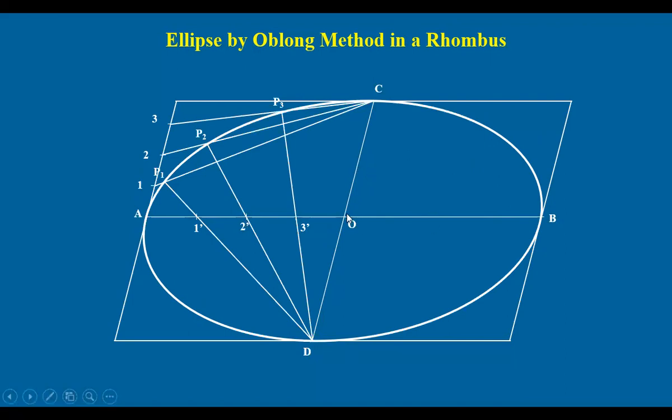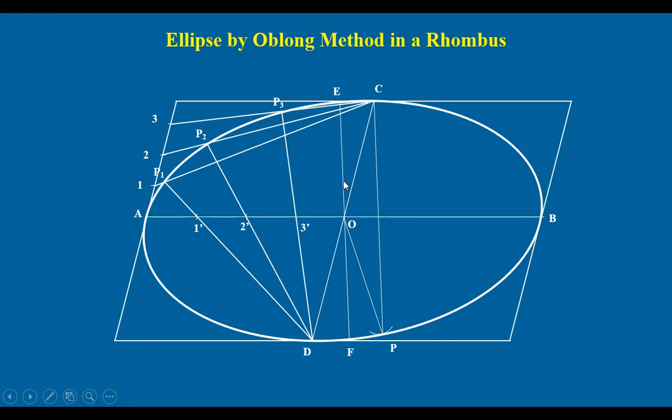So what we do is we take OC or OD as radius, O as center, and draw an arc on this curve. We get some point, say P. P is joined with C. Now, parallel to PC, passing through O, we draw a line. That is EF. We call it EF. That is the minor axis.